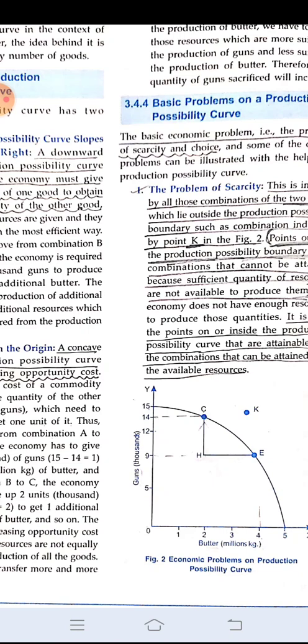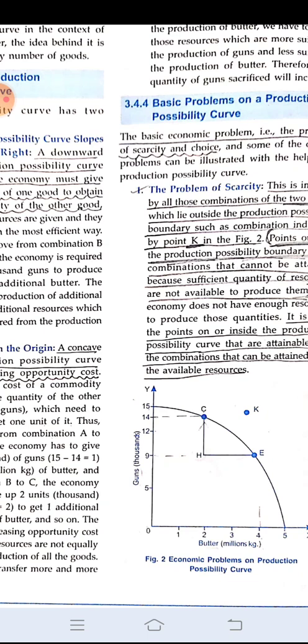What is combination C? Combination C is they can produce 14 units of gun and 2 units of butter. This is one combination. And the second is they can produce 9 units of gun and 4 units of butter. That is E. So that is their choice. What is the best for that country at that time, they can decide whether to go with combination C or whether to go with combination E.